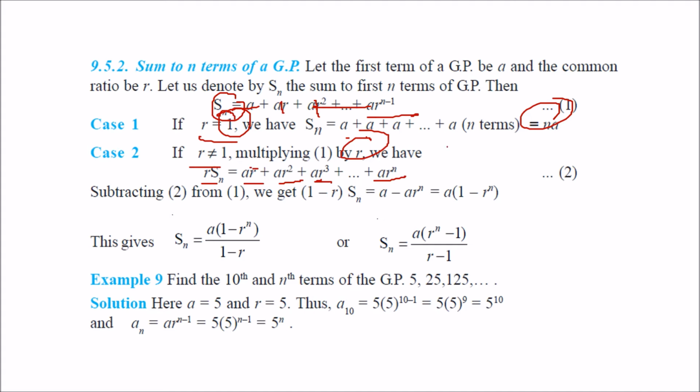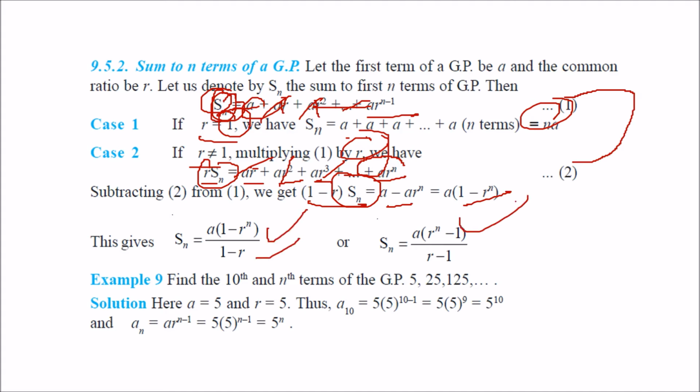Now you can subtract this from the first one. You subtract, and you will lose all these terms. Only A and AR to the power n will remain. So Sn, take common 1 minus R. Sn into 1 minus R equals A, take common 1 minus R to the power n. What you get is Sn equals A into 1 minus R to the power n divided by 1 minus R. This is the sum. Let us take an example.